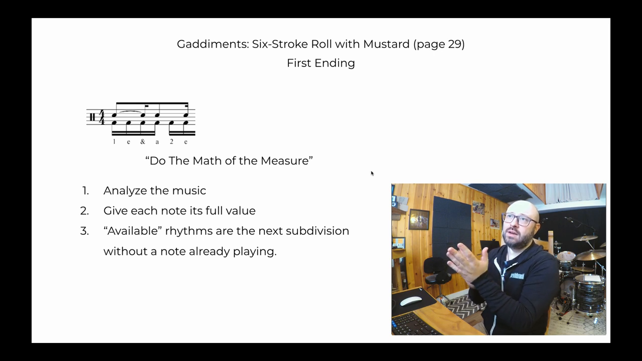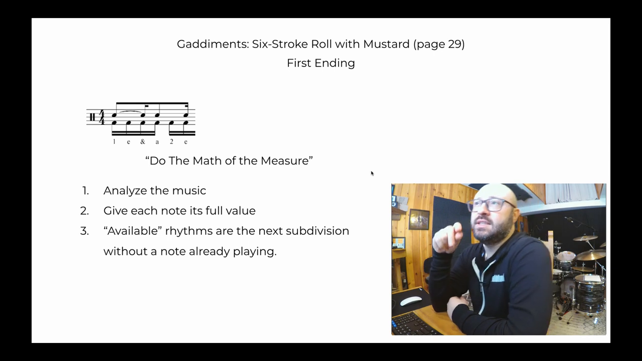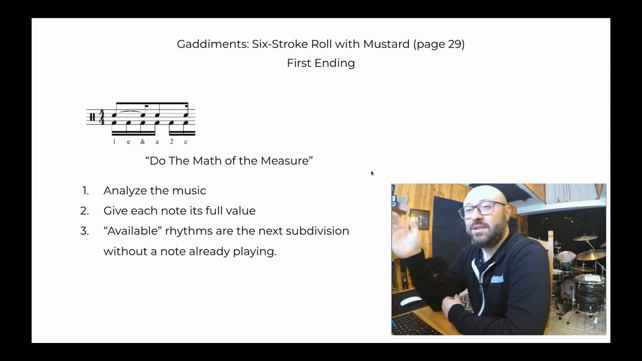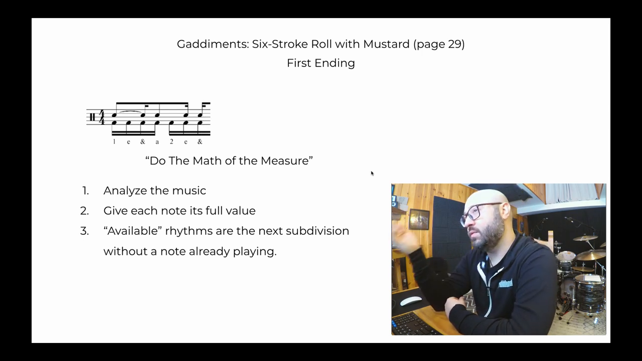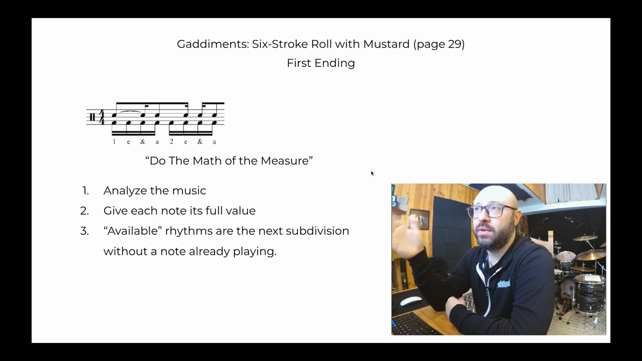1 E and a 2 E, okay? Now this E is a 16th note, that means the next available note will also be a 16th note. That's on the "and", and it's also a 16th note, so we know it's short, the duration only lasts a 16th note. The next available note after that is the "a" of two.